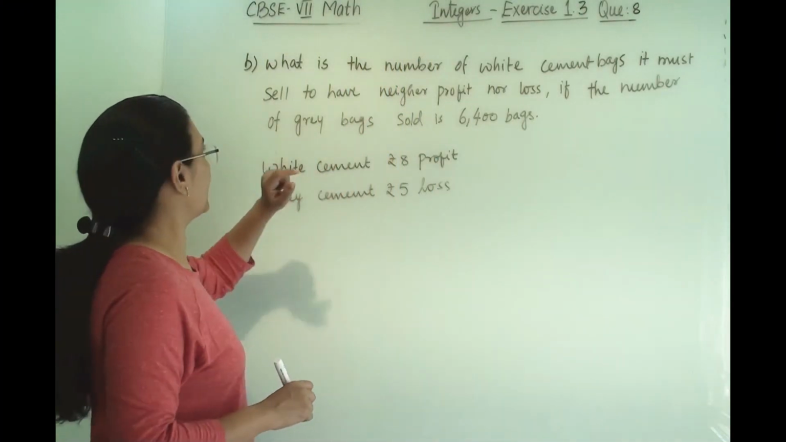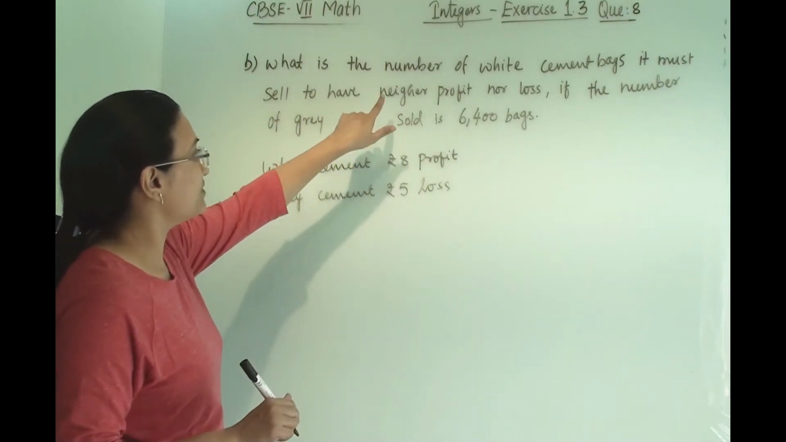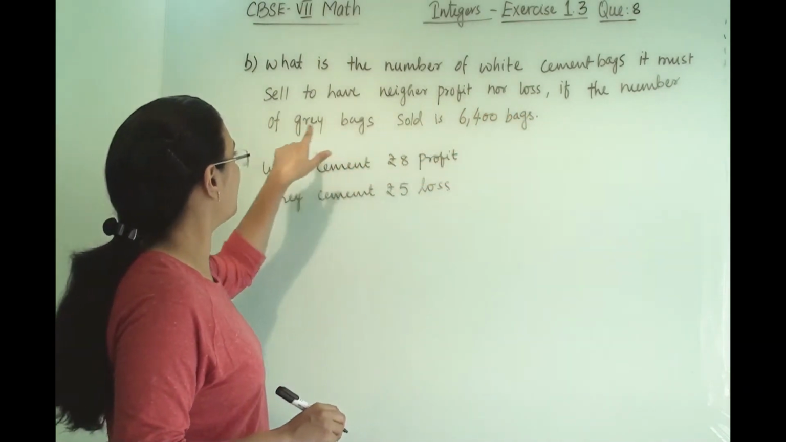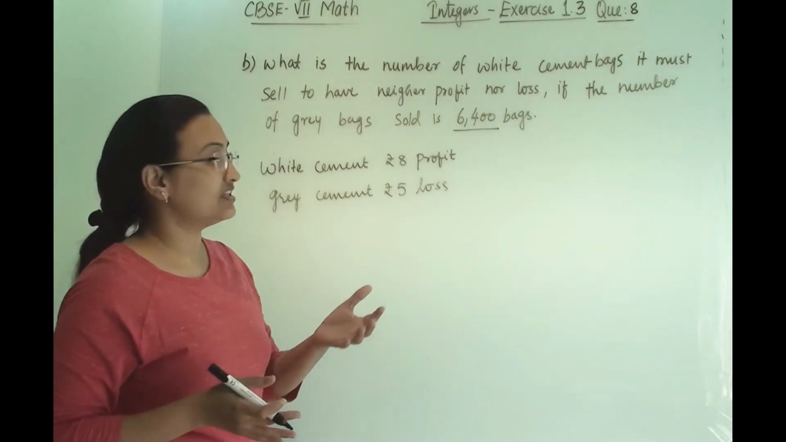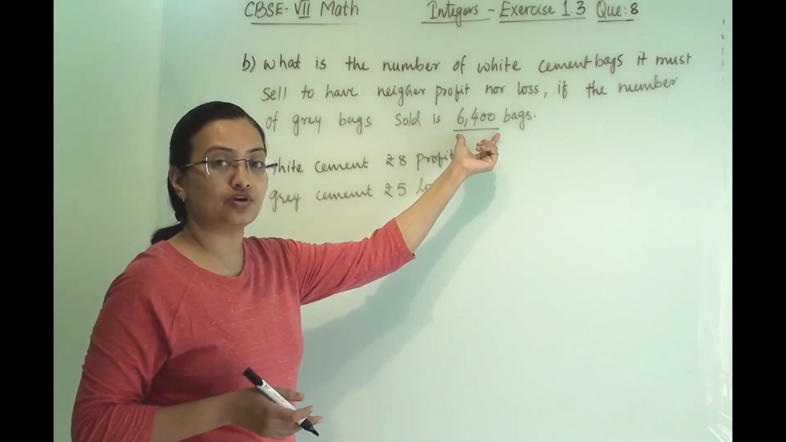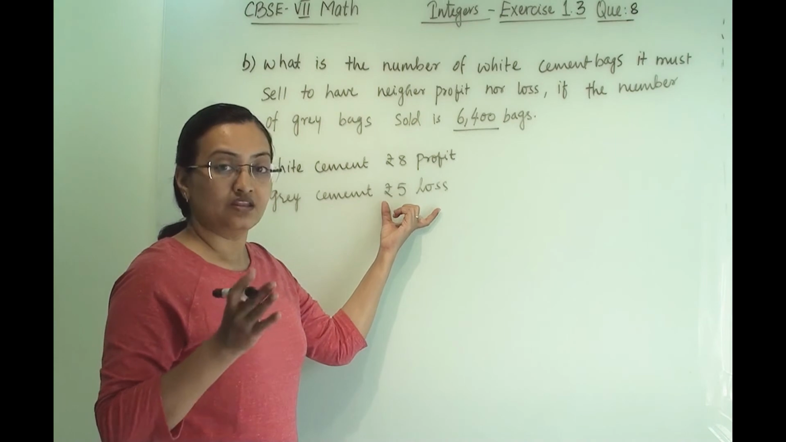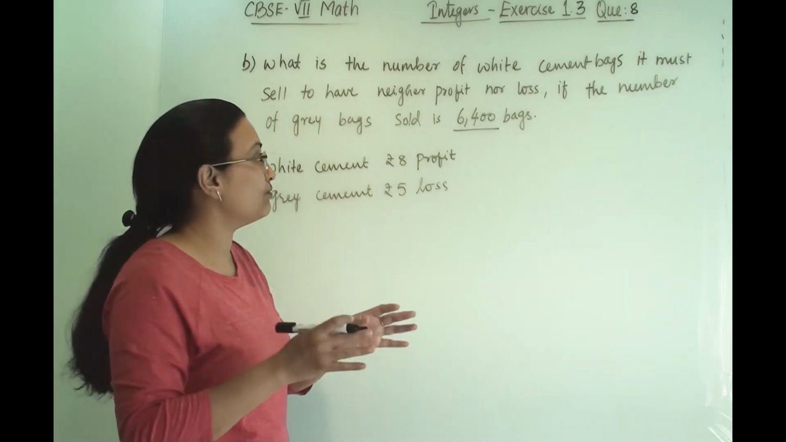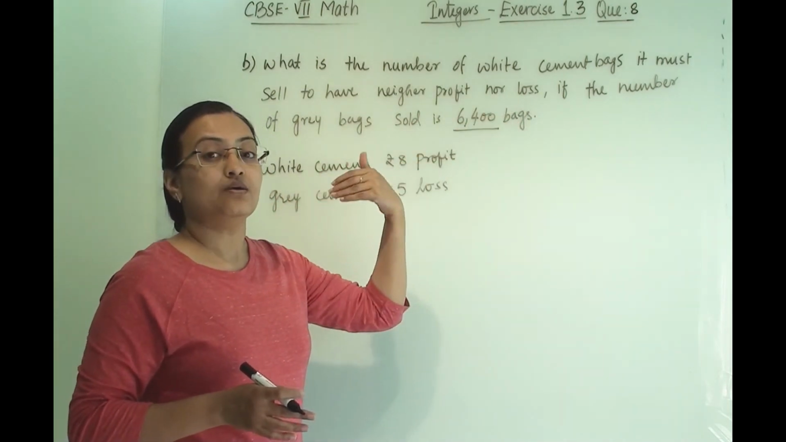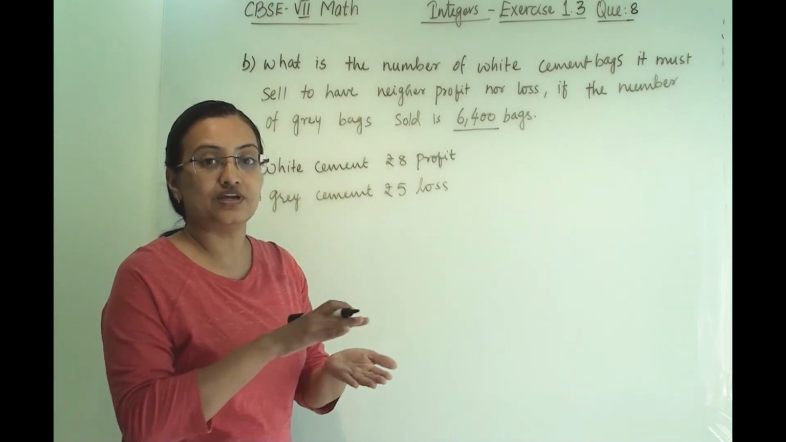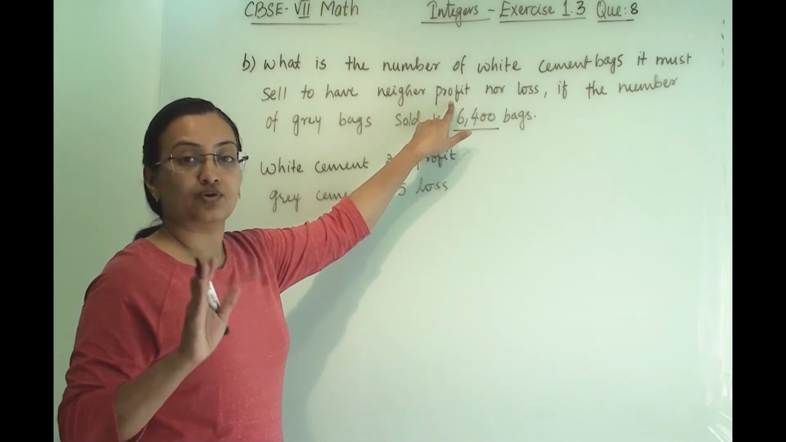Second question of question 8. What is the number of white cement bags that must be sold to have neither profit nor loss if the number of grey bags sold is 6,400 bags? Now here they are asking that if they have sold 6,400 bags of grey cement, they have definitely made some loss from that. If they want to cover that loss and reach a situation of neither profit nor loss, how many white cement bags should they sell?